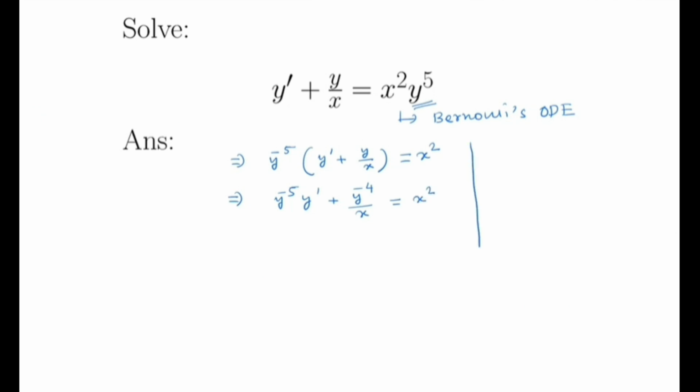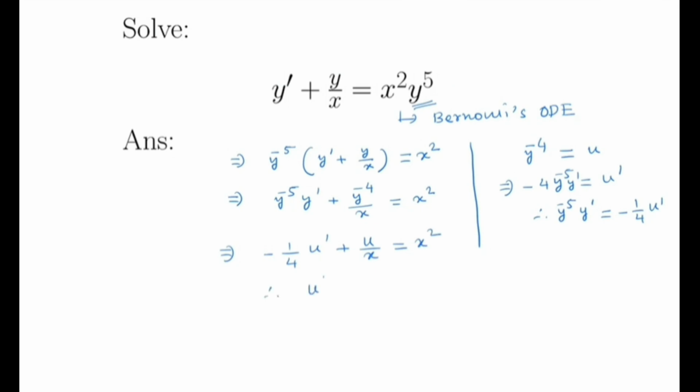Next, what we will do? We will make a substitution, which is y to the minus 4 is equal to u. So by differentiating, we get minus 4 times y to the minus 5 y prime is equal to u prime. So y to the minus 5 into y prime is minus 1 by 4 into u prime. So again substituting, we get minus 1 by 4 into u prime plus u by x is equal to x square. So by simplifying, u prime minus 4u by x is equal to minus 4x square.